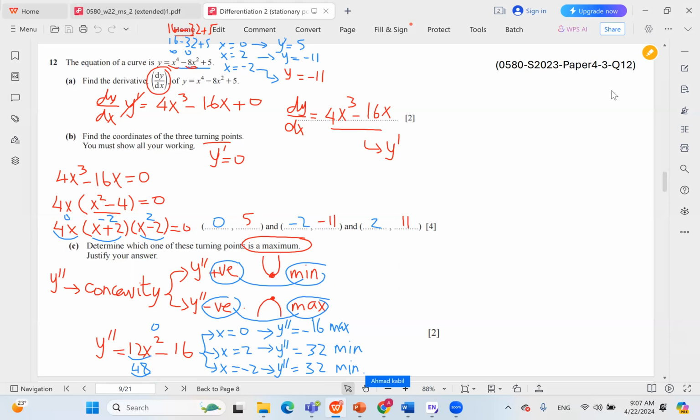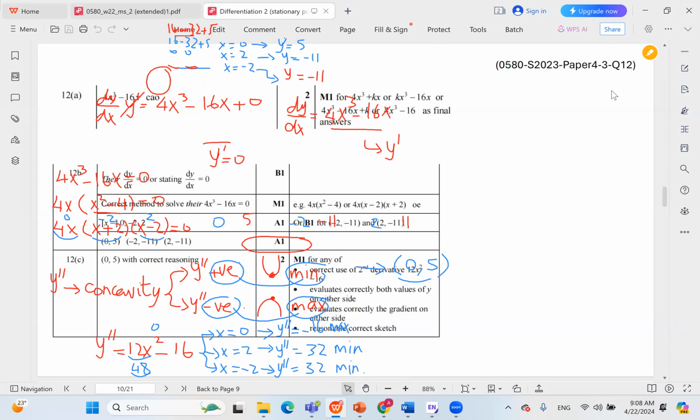So which one of these gives us a maximum? The only one that gives us a maximum is the one that has x equals 0. So the turning point that we want is 0, 5. This is the point where y double dash is negative. So therefore, this is the maximum point.